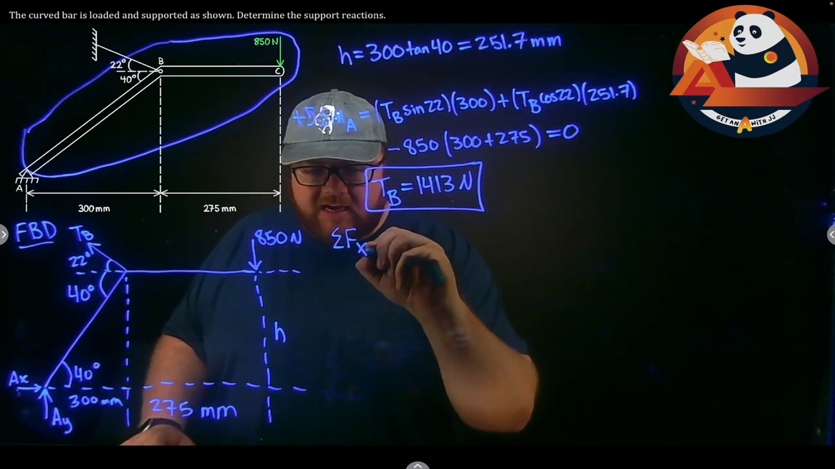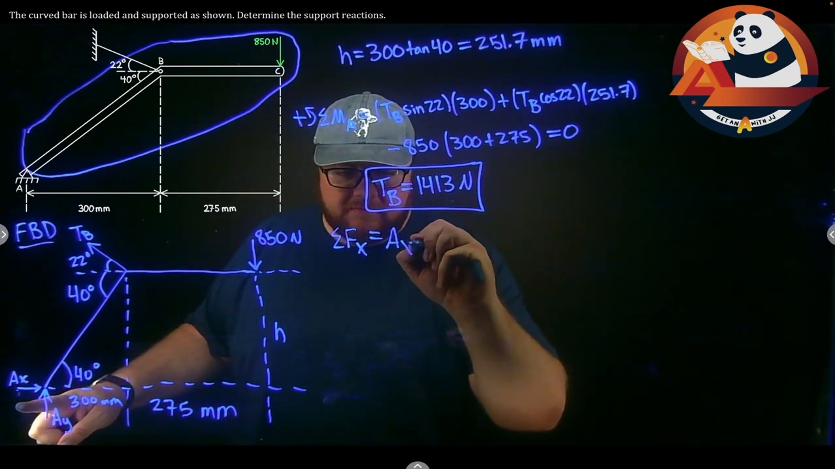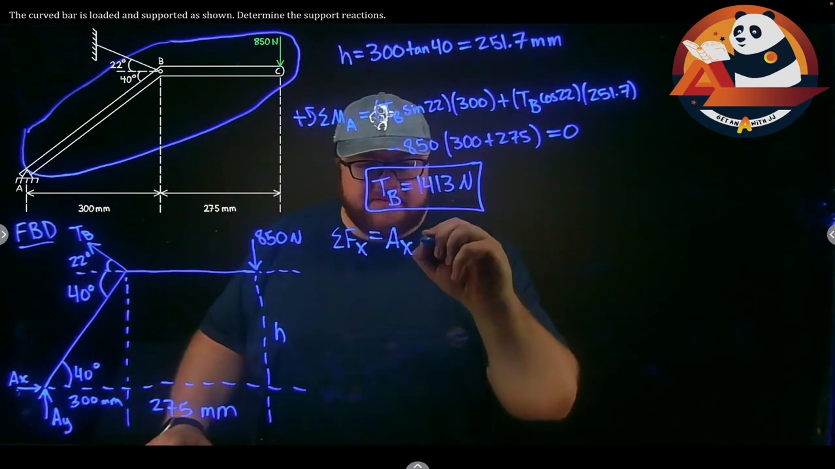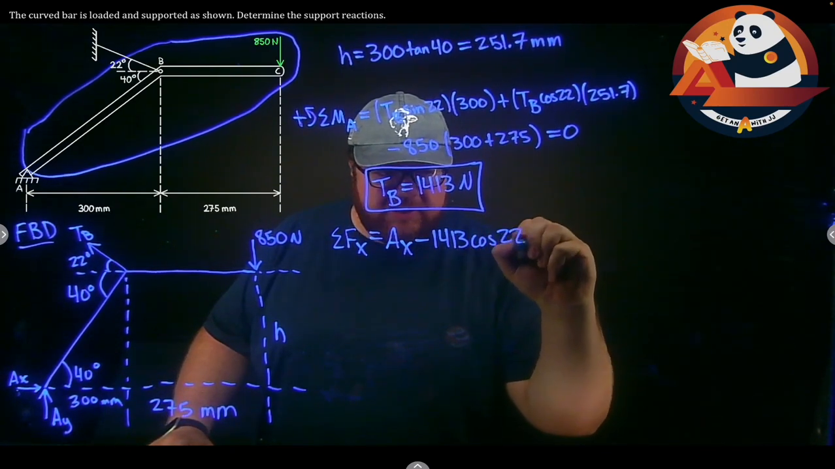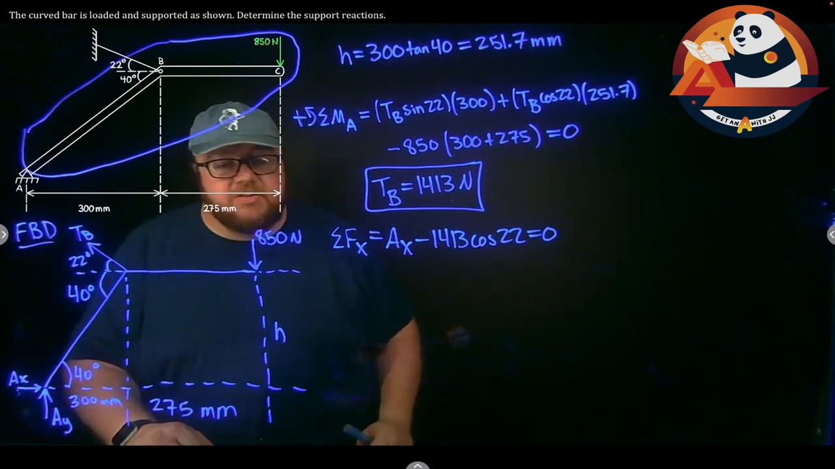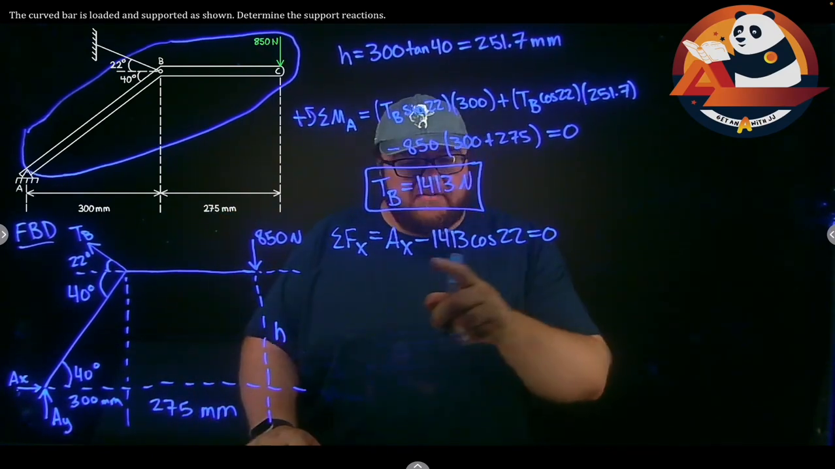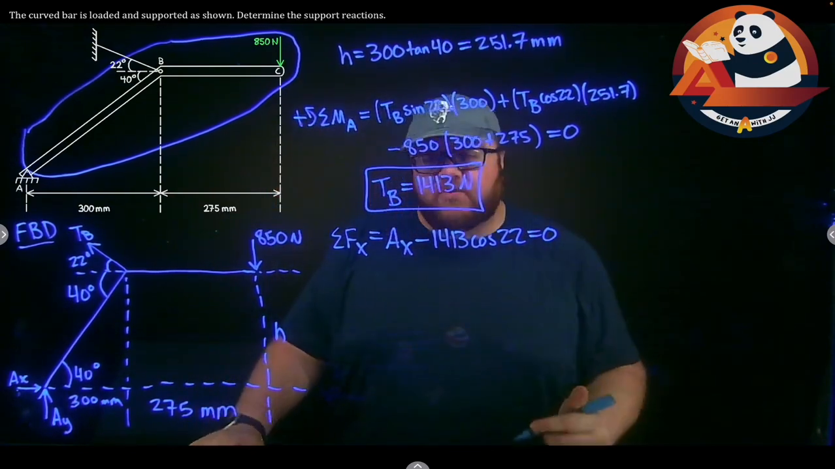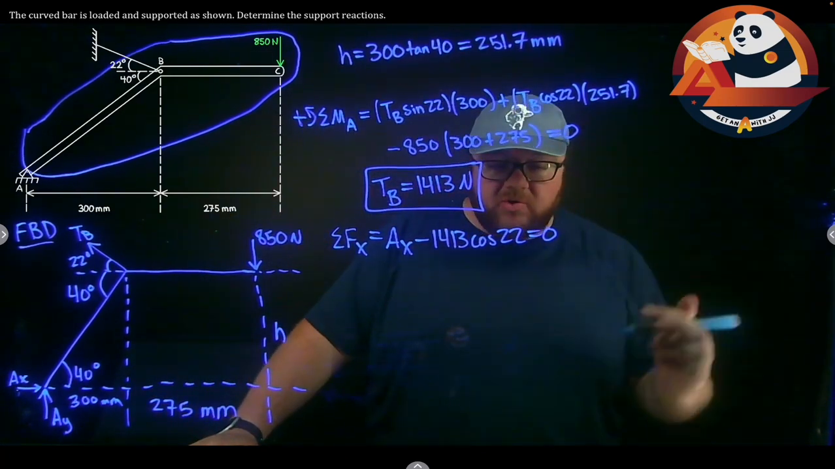Summing forces in the X direction, I have AX going to the right. And the only other thing that I have is the X component of TB. So minus 1413 cosine 22 gets us to 0, our X component of TB. Again, even though this is a really easy equation to solve, write the full equilibrium equation out. The sum of what am I summing up, everything in there, and then it equals 0, and then solve it. Don't skip to AX equals 1413. Take your time. Do these steps through.